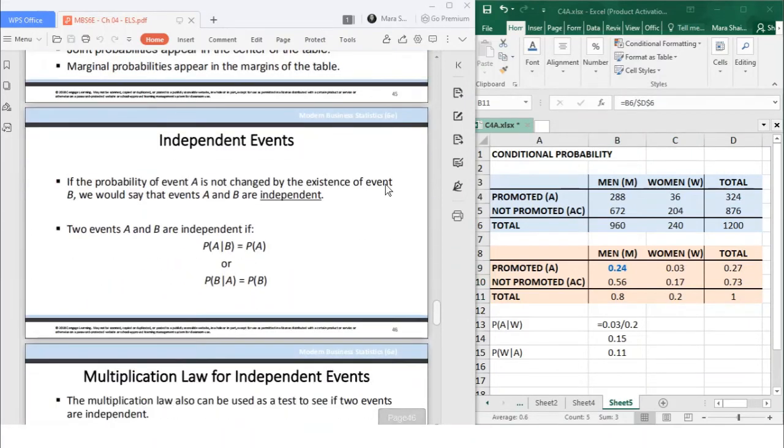Now, we have what we call independent events. An event is considered independent when the probability of event A is not changed by the existence of event B.